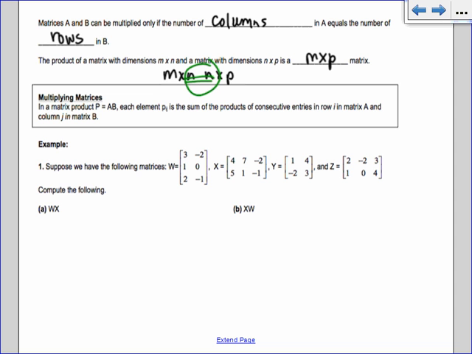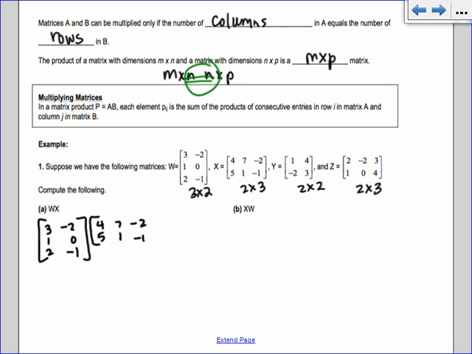So again, let's write down the dimensions for each of these. So this is 3 rows and 2 columns. This is 2 rows and 3 columns, 2 by 2, and 2 rows and 3 columns. So if you have w times x, it's kind of an interesting method. So you have 3, 1, 2, -2, 0, -1, and you're multiplying by x, which is 4, 7, -2, 5, 1, -1. And we know that this is a 3 by 2 multiplied by a 2 by 3. So we ignore those middle numbers once you verify that they're the same. So we're going to end up getting a 3 by 3.